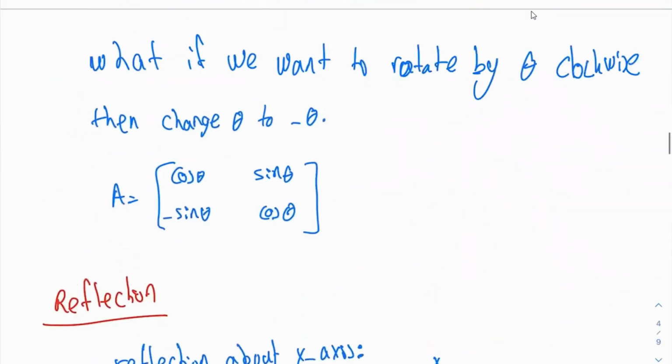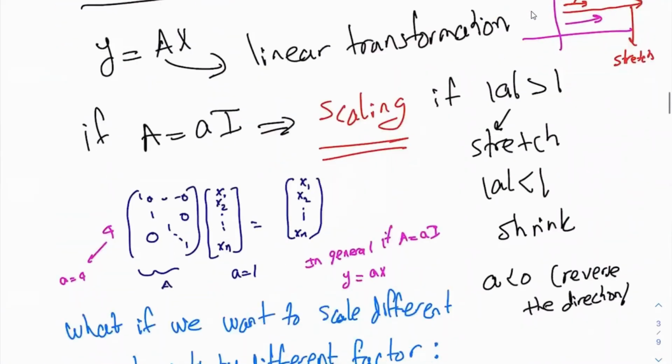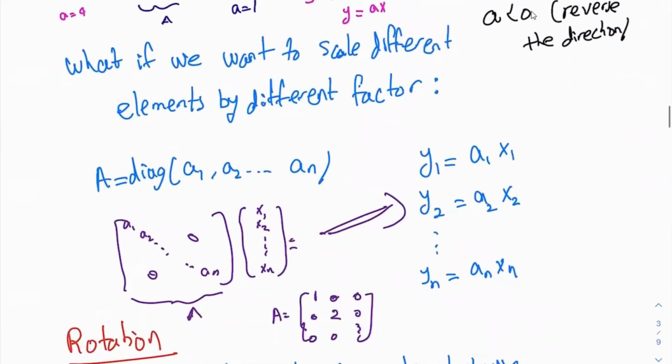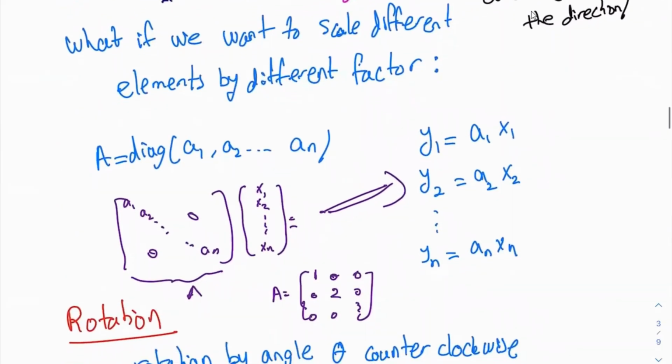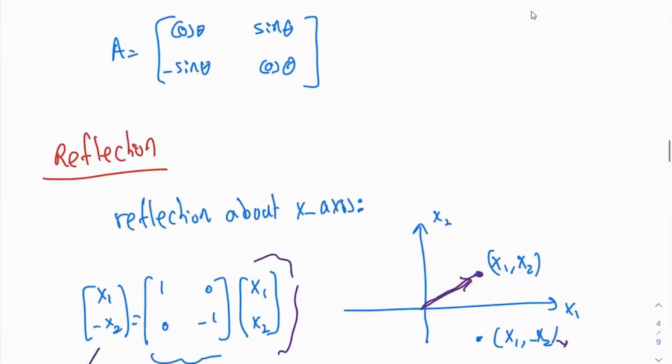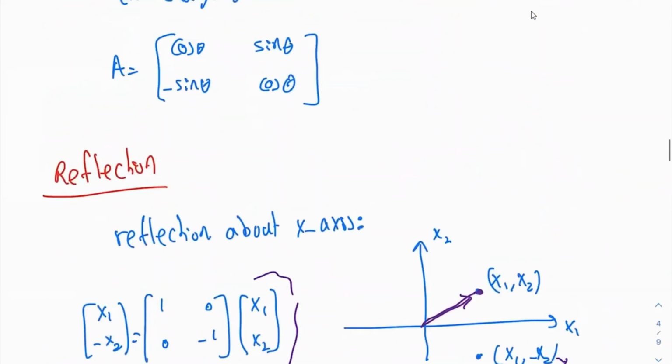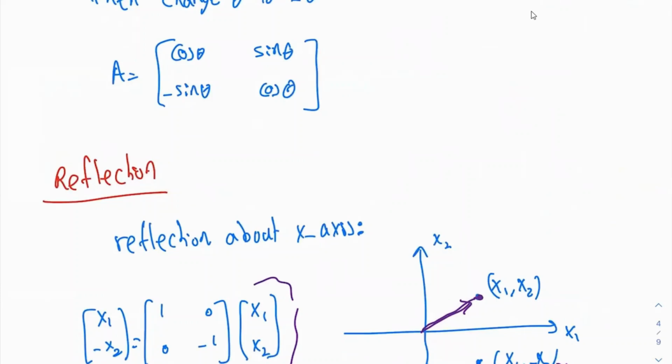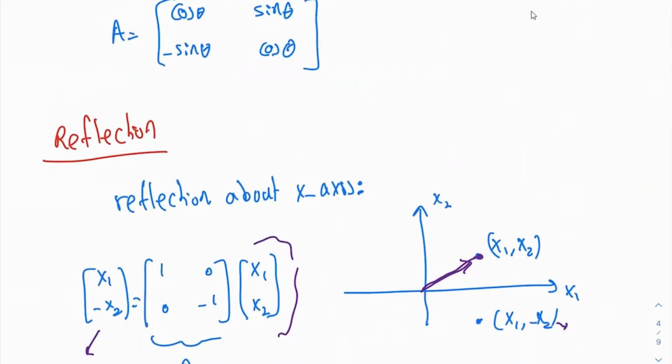Okay, so we have some famous linear transformations: scaling by a constant number, scaling by different factors for different components, rotation, and reflection. Now you can combine them. You can say, hey, I want to first reflect about the x-axis, and then I want to rotate it by 30 degrees. Then I want to scale each element by a different factor. Let's say the case in 2D, A1 and A2. What would happen in that case is that you have your vector x1, x2.